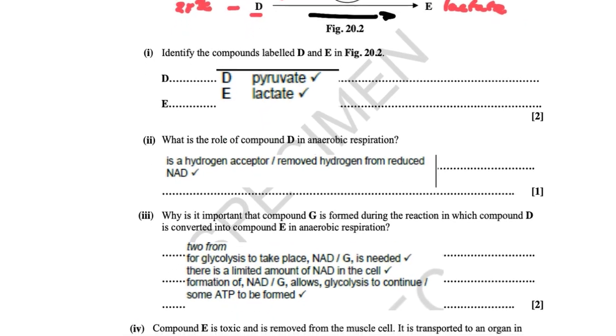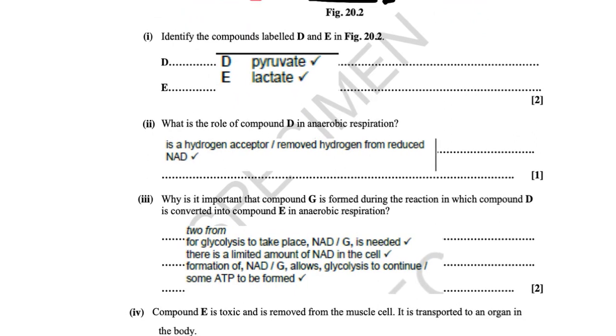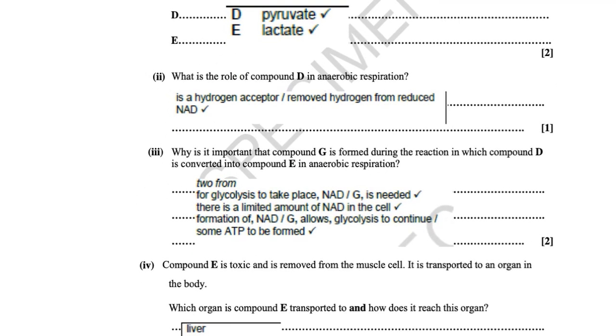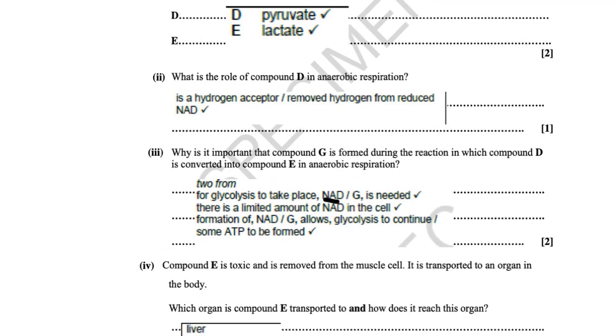Then why is it important that compound G is formed during the reaction in which D is converted into E? And the answer to this is that in order for you to have glycolysis, you need NAD. In order to regenerate the NAD, you need to reduce the pyruvate to lactic acid because there's a limited amount of NAD in the cell. Because you're regenerating the NAD from the NADH, glycolysis can continue, and that glycolysis produces a small quantity of ATP, which enables muscle contraction to continue to occur.